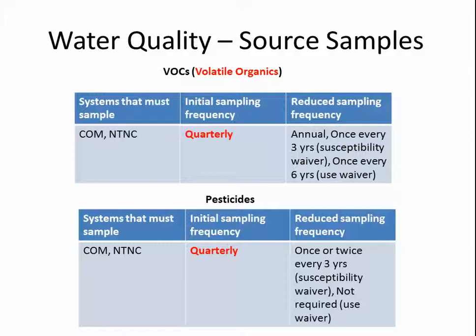For pesticides, the reductions are you can go to once or twice every 3 years, which is the susceptibility and the reliably and consistently waiver, or it is not required. The only time it's not required is when you have a use waiver, which is part of your source protection plan.